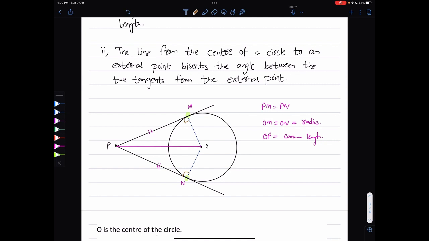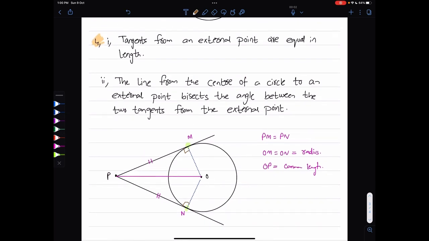The property also says that if you draw a line from an external point to the center of a circle, the angles are bisected. Whatever this angle was, it is going to be bisected into two equal parts, and this angle is bisected as well. For example, if this angle was 26, this angle is going to be 13 and this angle is going to be 13. If I want to calculate this angle, it's 90 minus 13, that is 77. This angle is also going to be 77.